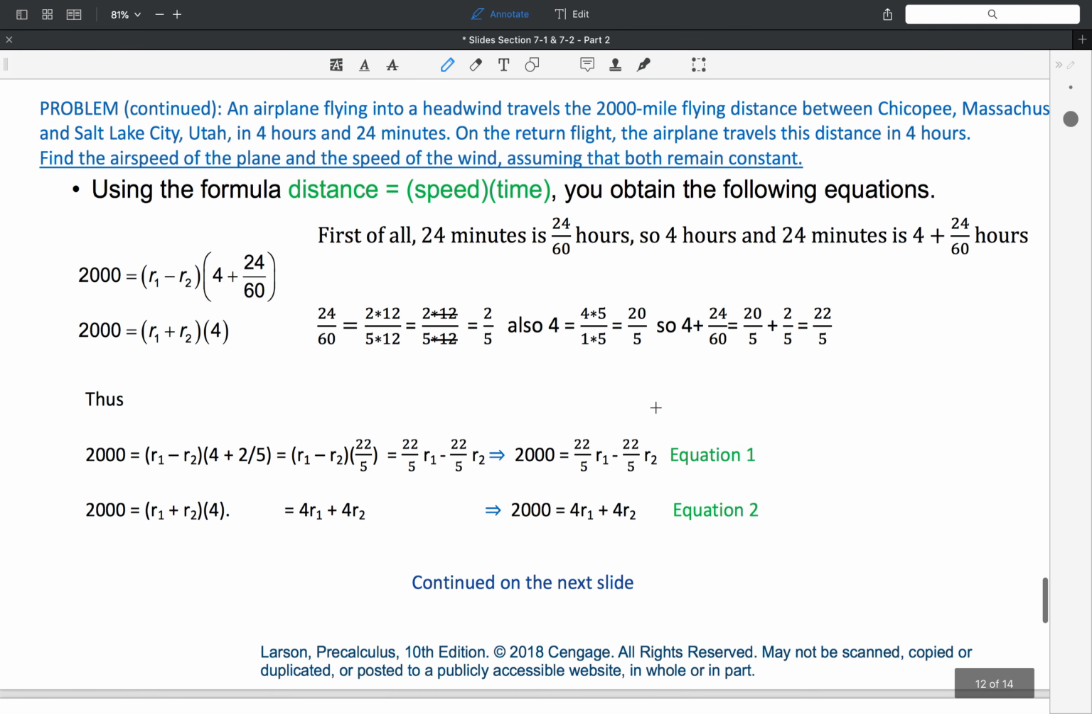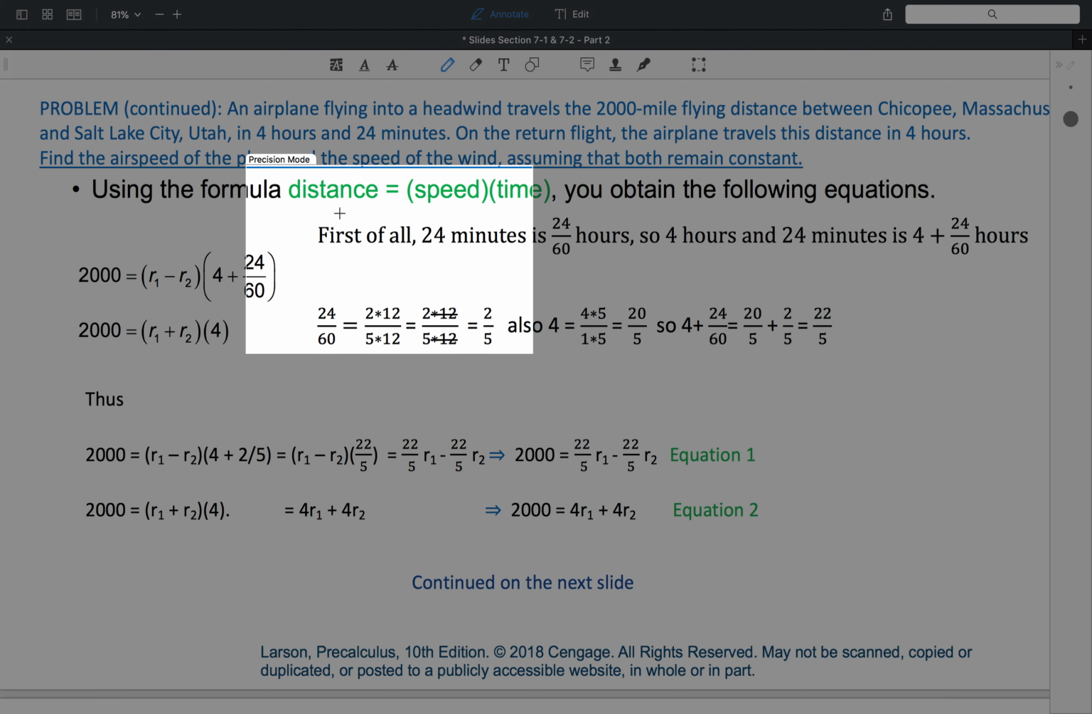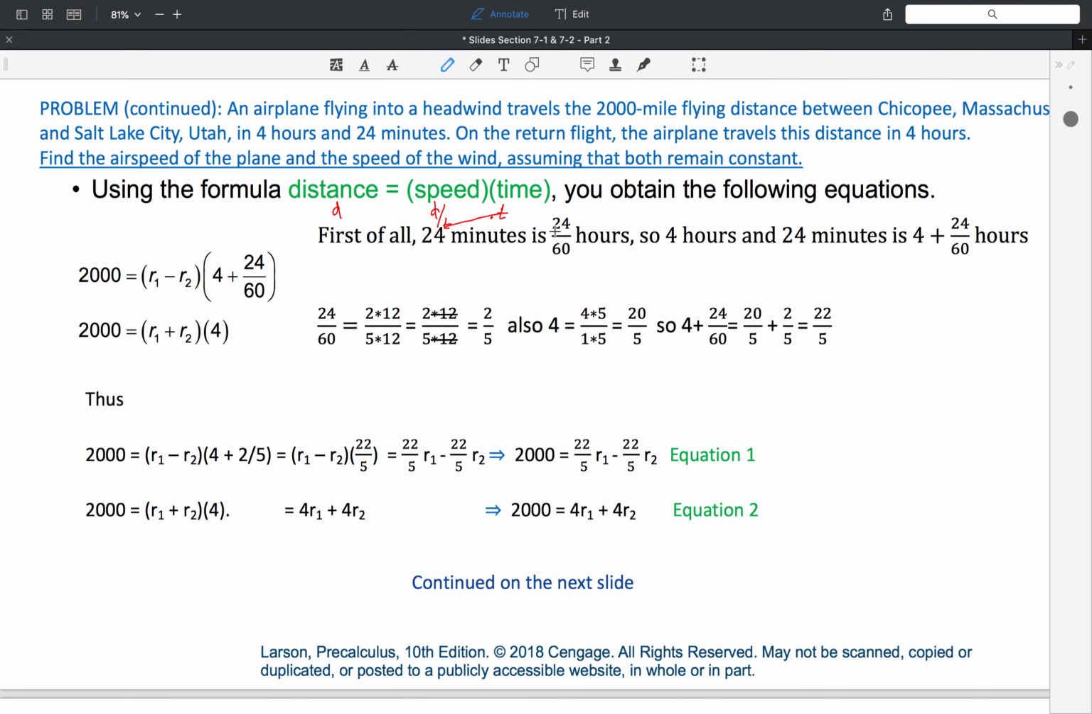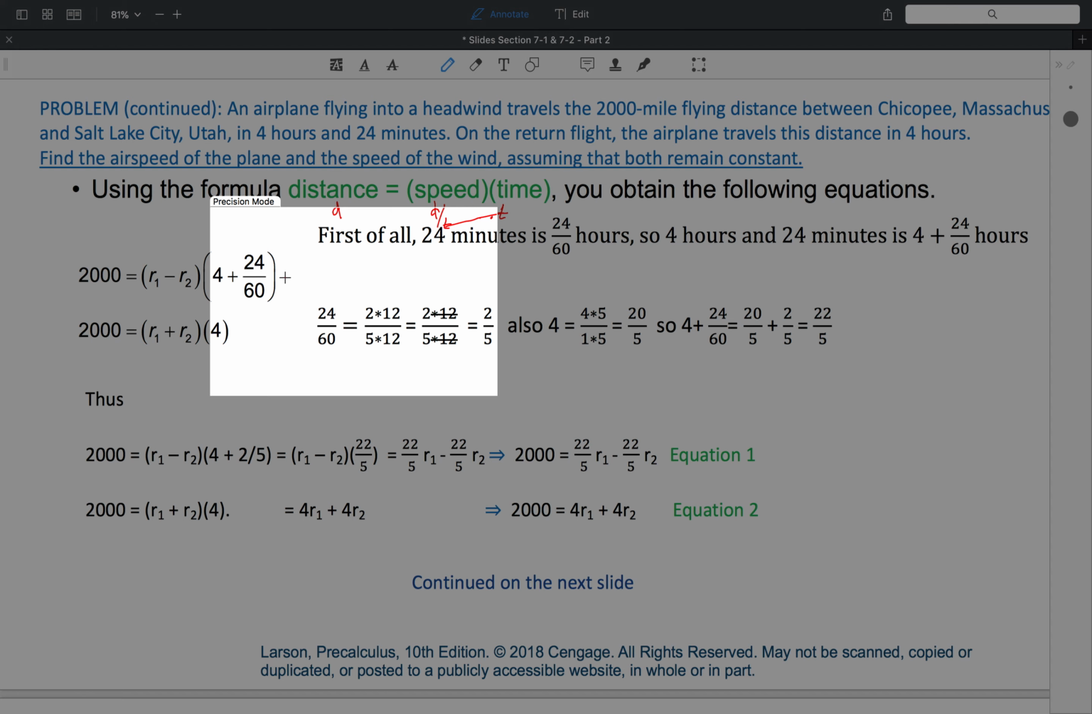Again, there's some work in here. So the formula is going to be distance equals speed times time, and I want to go over why this is true. Distance is d. Speed is distance over time, and that's going to be times time. So t times d over t, the t's cancel. So that's why time times speed is distance. Okay, so here's the first equation.